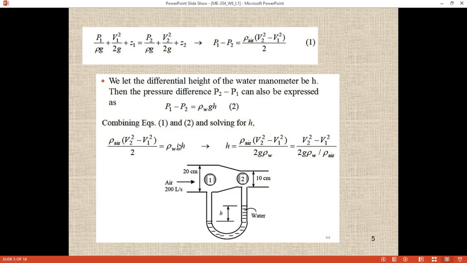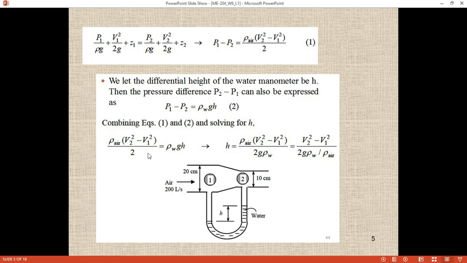If you calculate V1 and V2 here, you can easily calculate the value of P1 minus P2. Now you are going to make a relationship between h and P1 minus P2. This P1 minus P2 is equal to rho gh. This is the height, the only difference between these 2 points. So if you compare this and this together, this equation will be equal to this.